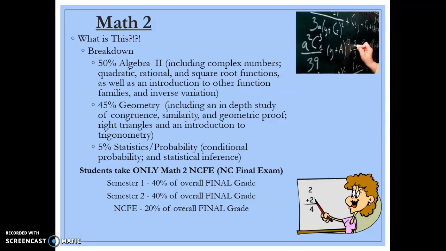So the first part of our year will be spent on Algebra 2 topics, namely quadratic functions. That's the biggest part of our year. And then we also talk about other function families, and we do introduce them to the complex number system. The second part of our year is spent on traditional geometry course topics, and we do write two-column proofs, and we talk about congruence and similarity, and we do introduce them to some basic trigonometry topics. And then the last unit is our probability and statistics unit, so that doesn't take that long.